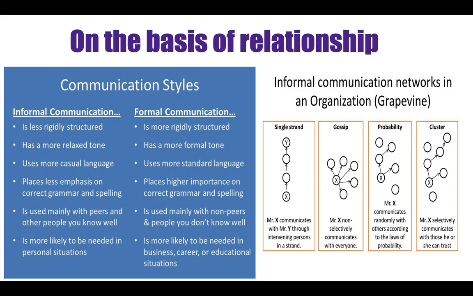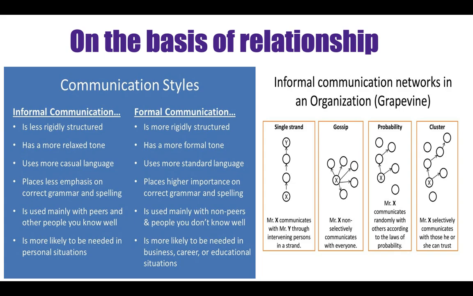X can go for a gossip kind of grapevine where he non-selectively communicates with everybody. He's telling everybody about the message that he wants to convey. Or he can go for a probability kind of grapevine model where he can randomly communicate with some people, and so might leave out some other people based on the laws of probability.